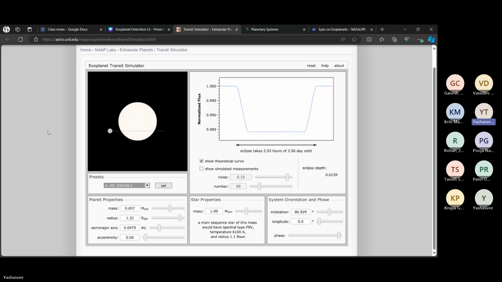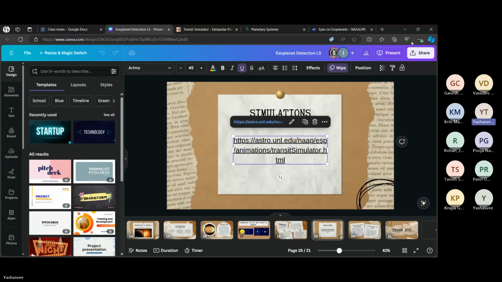You can shift different parameters and check how they affect the light curve. For example, how the mass of the planet, how the mass of the star, or how the size of the star affects the light curve. So you can check all of these yourself as well. So moving ahead.